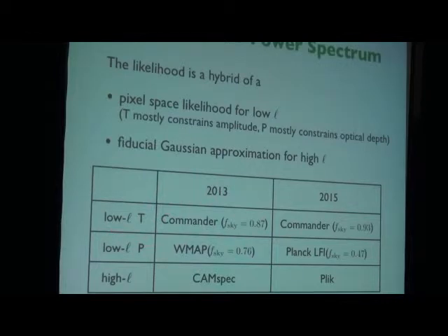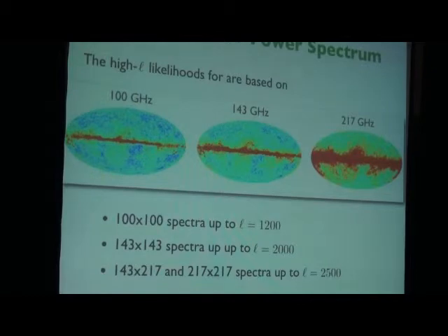And then there's another change: in 2013, as you know, Planck only used their temperature data but not the polarization data. So the polarization data at the time was taken from WMAP. Now the polarization data is taken from LFI, and the high L likelihoods also slightly changed. I won't go into enough detail to explain what the difference is between CamSpec and PLIC, but they're both essentially these kind of likelihoods. This was a likelihood from the group in Cambridge. This is the group in France.